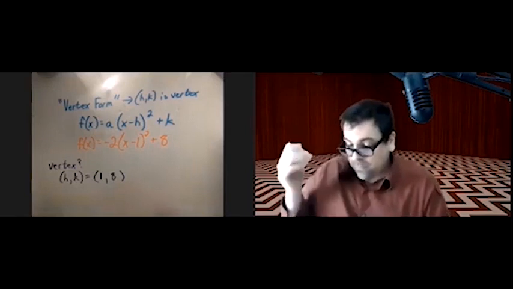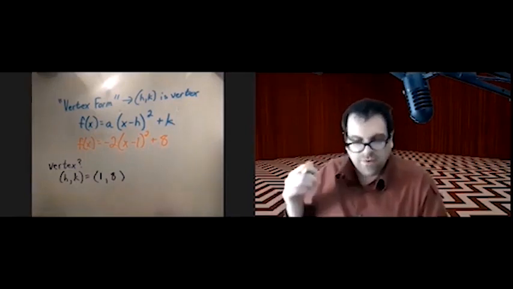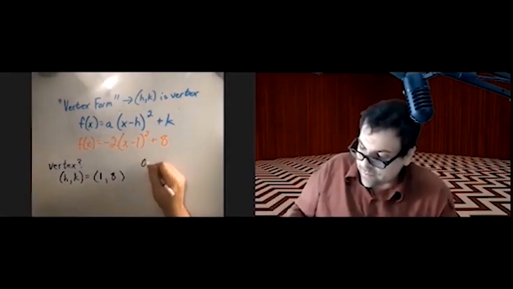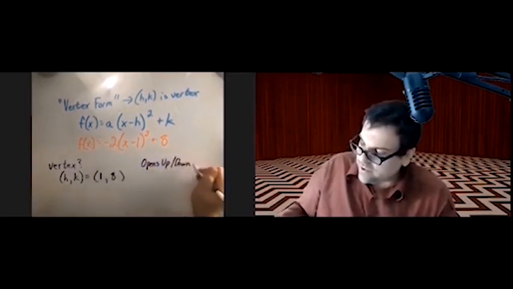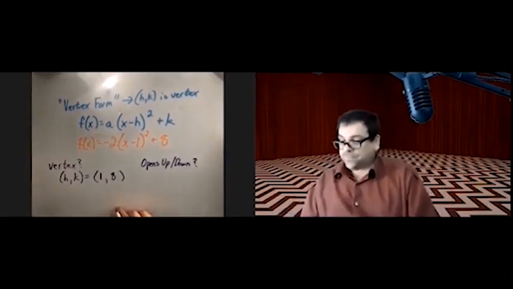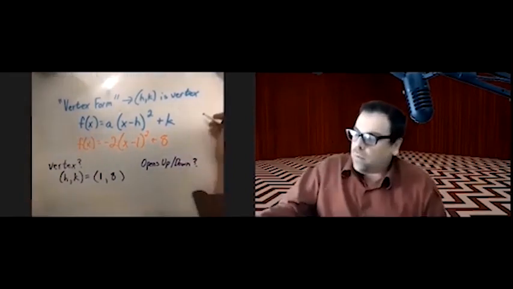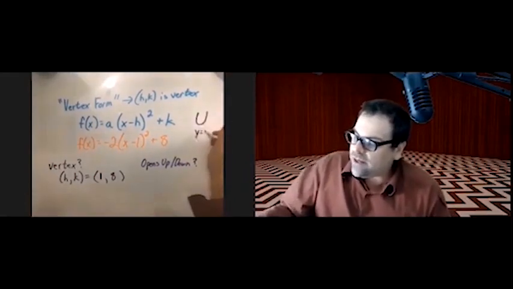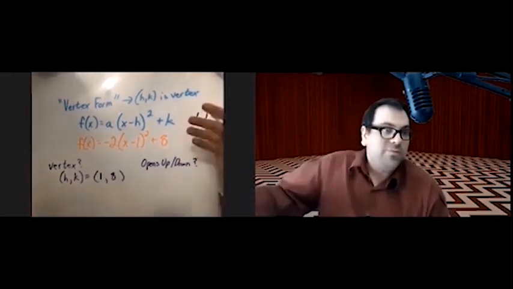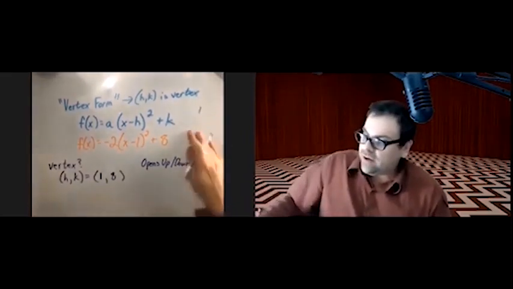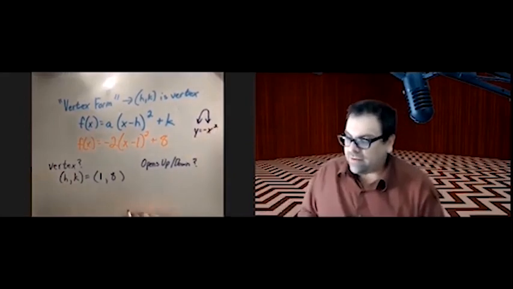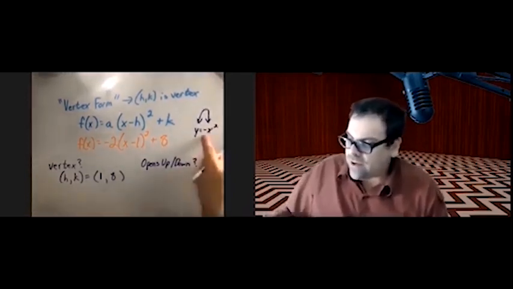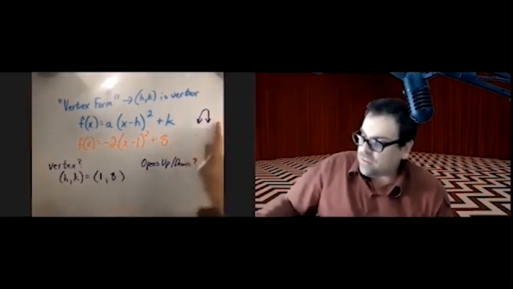Another thing we will be able to ascertain from vertex form is whether it opens up or down. Well, remember, the one that opens up, that's y equals positive x squared. If we flip it over, if we get one that opens down, that means we have a reflection, y equals negative x squared. So when it's a negative out front, that's the one that opens down.